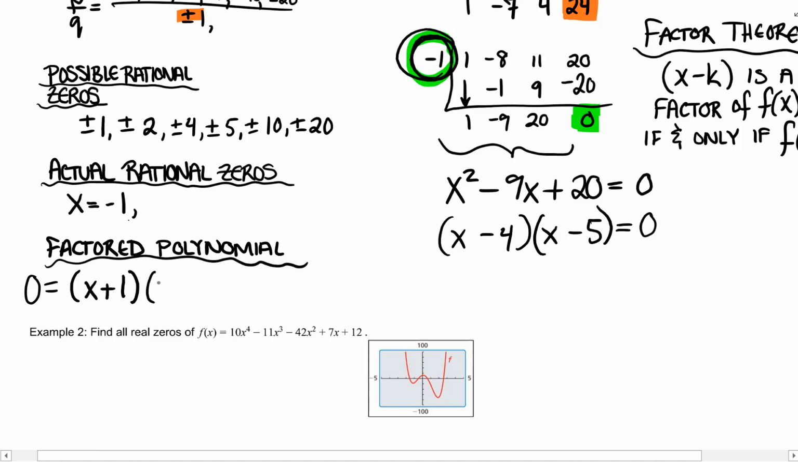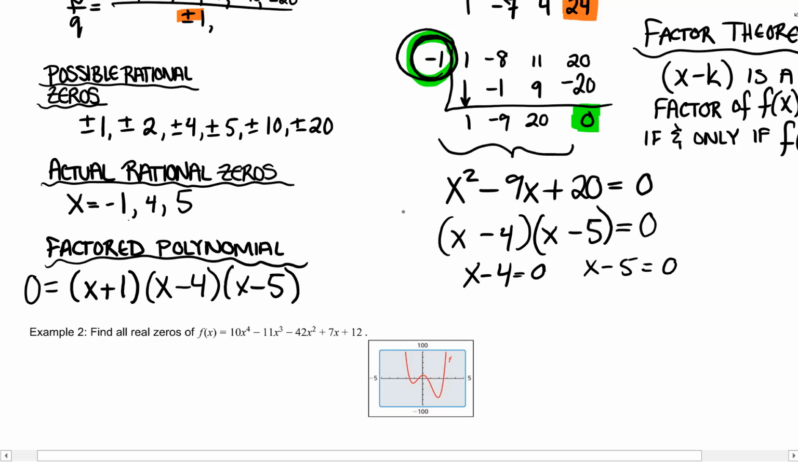So the factored version, fully factored, looks like this. The actual rational zeros would be x minus 4 equals 0, x minus 5 equals 0, so +4 and +5. If this quadratic was not factorable, then I would need to use completing the square or the quadratic formula to find the rest of the zeros.